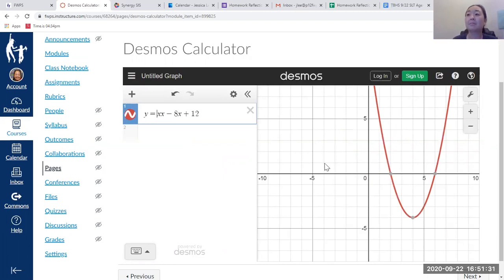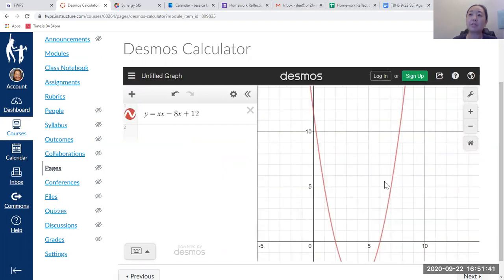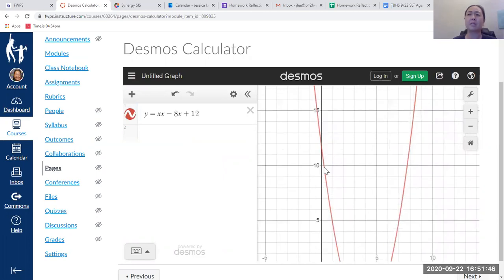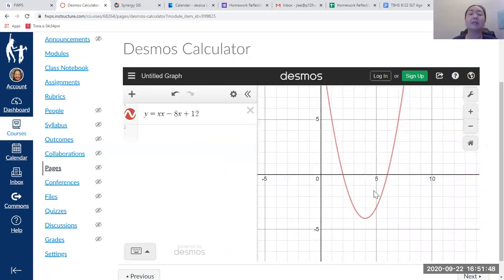All right, so if you notice right here, the roots we have are 2 and 6, and our vertex is 4, negative 4. Remember, you can just click on it and drag it so you can see other parts of it. Let's say if it was like this and I wondered, oh, where is it? I just have to drag it. So that's all you need to do. Again, that was 2, 6, and 4, negative 4.